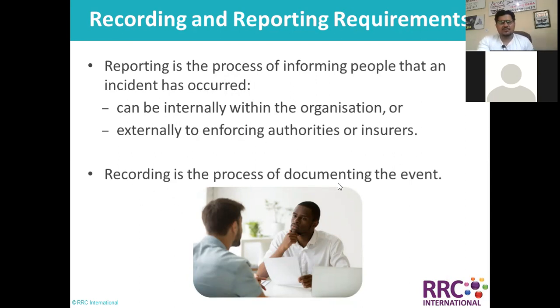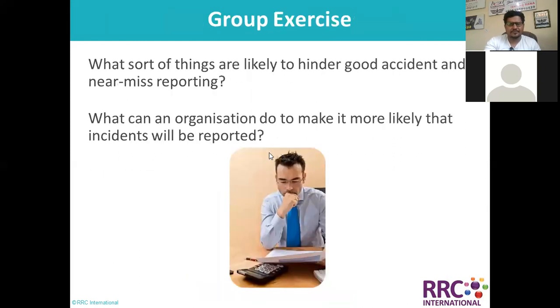And remember, recording is the process of documenting the event. Documentation is very important, especially in high-hazard industries like oil and gas, mining, pharmaceutical, paper industry, and so many others. Now, what sort of things are likely to hinder good accident and near miss reporting, and what can an organization do to make it more likely that incidents will be reported? How are we going to convince people to report? This is the greatest challenge. Or what are the things they are reluctant to report?